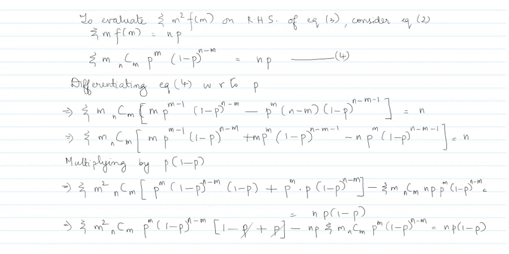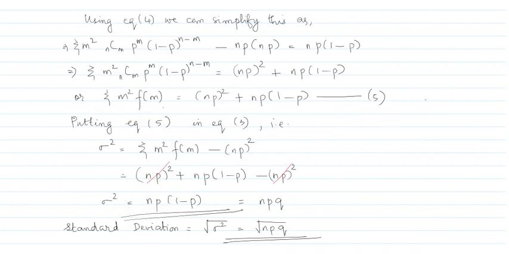After some simplification, you see that there are so many terms common over here. p raised to m into (1 minus p) raised to n minus m is common. You take it out of the bracket, and within the brackets you are left with 1 minus p plus p. Here np will come out of the summation, and remaining within the summation is m, nCm, then p raised to m into (1 minus p) raised to n minus m, and on your right hand side the same term itself, np into (1 minus p).